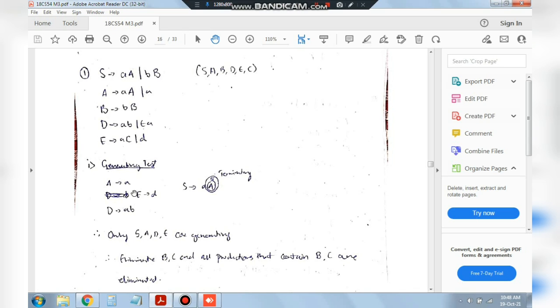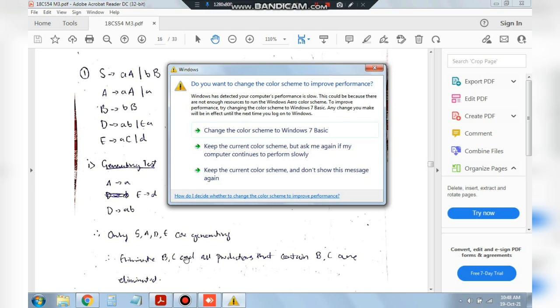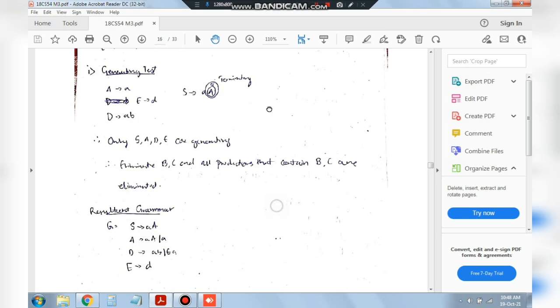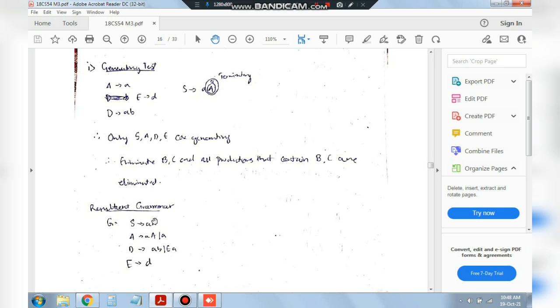So we can consider these four things: A, S, E, and D. These are the four symbols which are ending with a terminating character. Therefore, S, A, D, E are generating, and except S, A, D, E, remove all those symbols which are not ending. Okay, that means B and C are not ending with a small letter, so therefore remove B and its derivatives, as well as C. So when we eliminate B and C and all of its productions, what we will get is the resultant grammar. Okay, these are the four lines which is the resultant grammar.